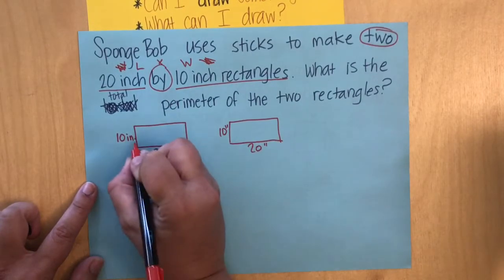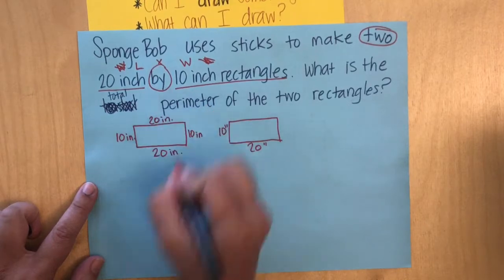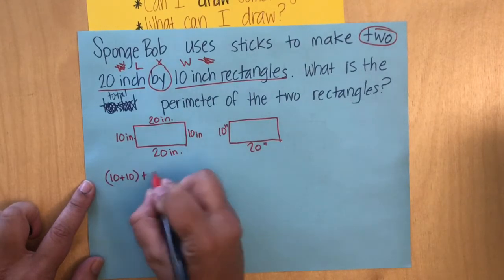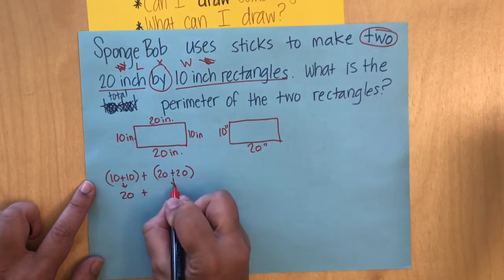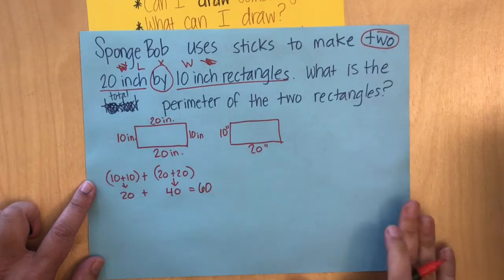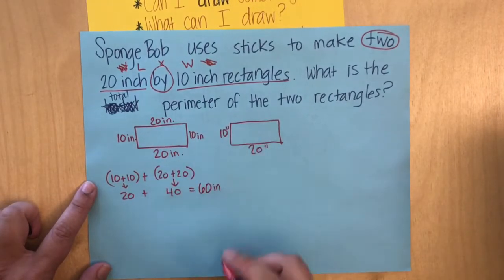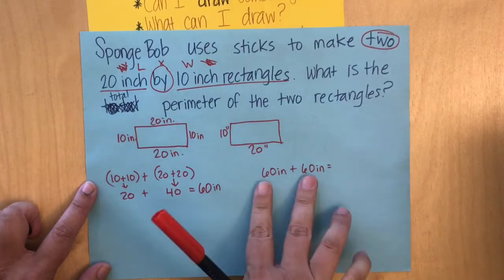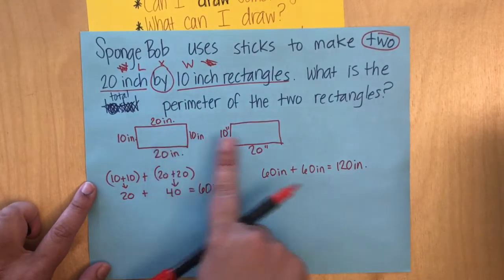If I know that this side is 10, this side is also 10. And if this side is 20, this side is also 20. Rules of rectangles. So I'm going to have 10 plus 10 plus 20 plus 20 for this first rectangle, which equals 10 plus 10 is 20, plus 20 is 40, plus 20 is 60. 2 10s plus 4 10s is 6 10s, so I have 60. So 60 inches for one rectangle. Since I know that for one rectangle, two rectangles would be 60 inches plus 60 inches. 6 10s plus 6 10s is 12 10s, or 120 inches. So I added up my two perimeters.